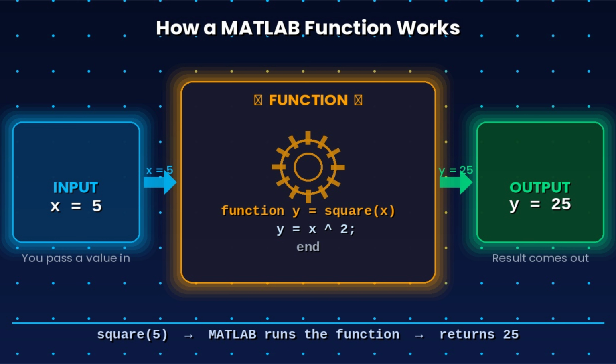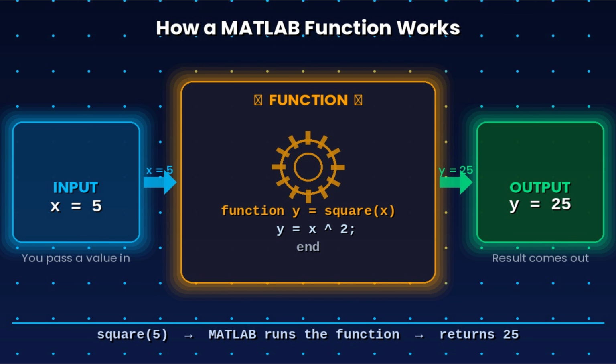So assume this is our function which creates y is equal to square of x. For input we give the x value as 5. You pass a value, okay, now we pass x is equal to 5. Now the function puts the x here and then takes the square of it, and gives us 25. They give us the result as 25. So in that way the functions work. The square of 5, so MATLAB runs the function and gives us the return 25.